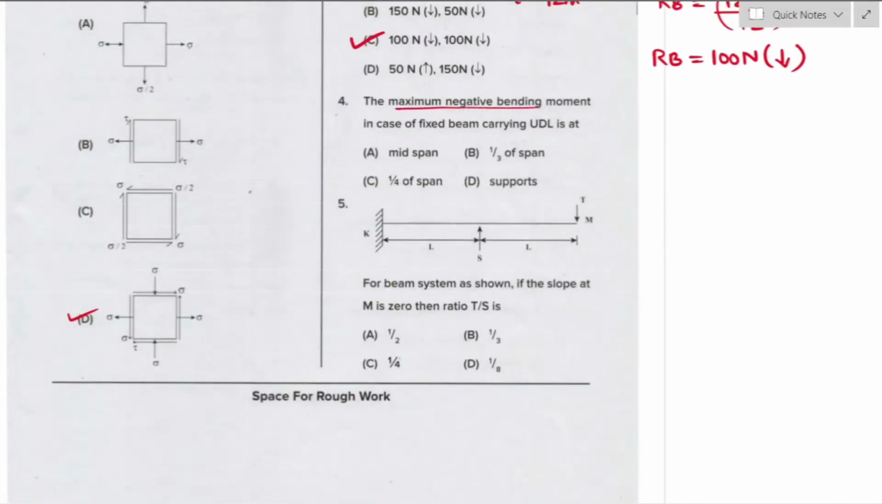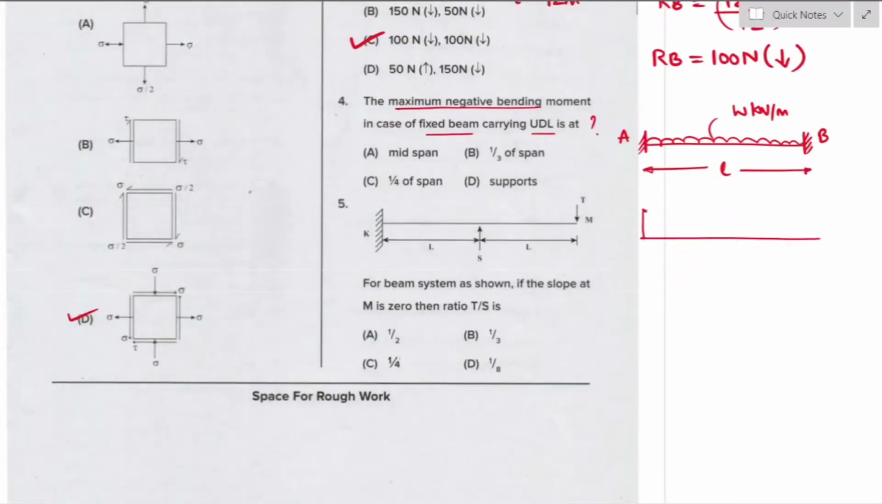Question number 4. The maximum negative bending moment in case of a fixed beam carrying UDL is at. Let us consider a fixed beam subjected to a UDL of intensity W kilonewton per meter for a span length of L. This is the corresponding bending moment diagram, where you can observe there is negative bending moment at either of the supports and positive bending moment at the middle of the span of the beam.